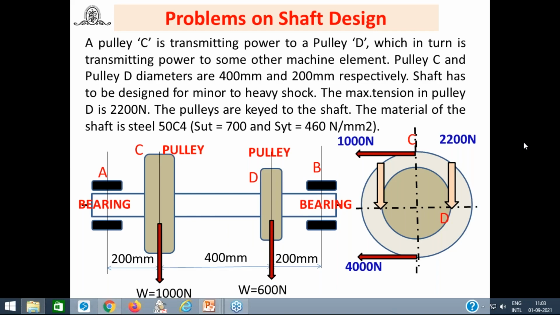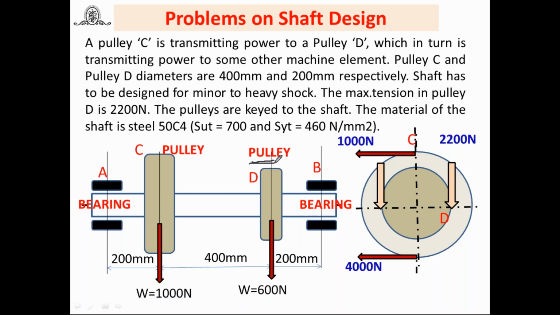Okay, I have changed the same thing. Only this gear is replaced by a pulley. I have replaced the gear by another pulley D, and the other dimensions are the same. Right side tension is 4000 and the PCD of the pulley is 400, and slack side tension is 1000. But for pulley D, I have replaced the gear by pulley D, and its diameter is 200. And the pulley is keyed to the shaft.